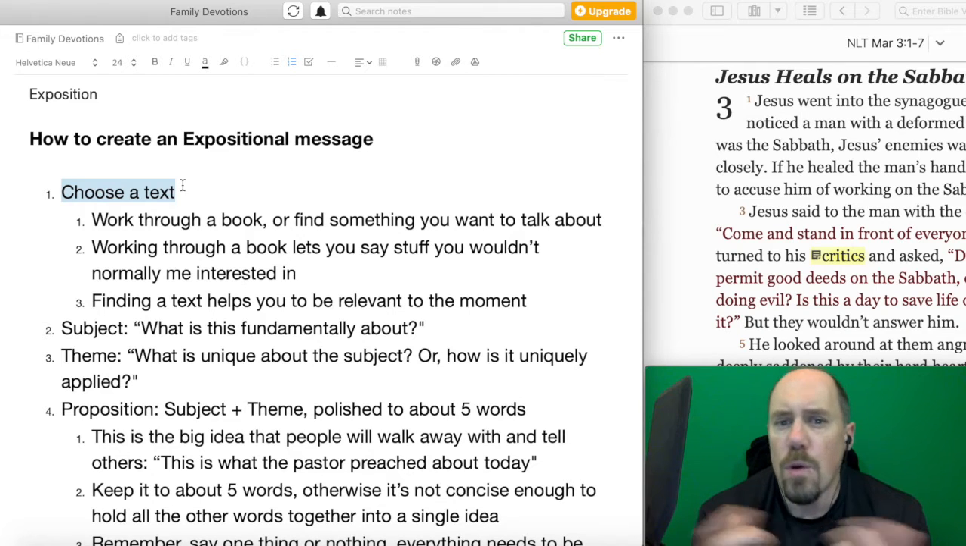So you can go through a book, or you can find something that you want to talk about if your church or if your group that you're ministering to, serving, if there's something unique or specific that's going on to them, then just go to a text that you feel is appropriate to them.